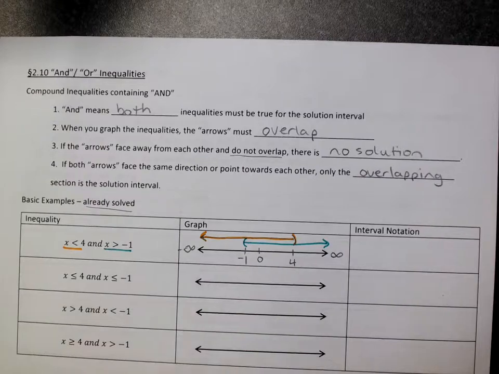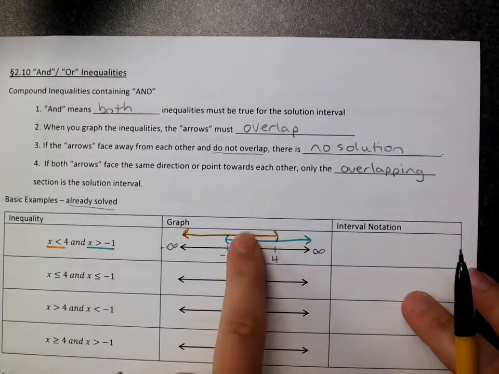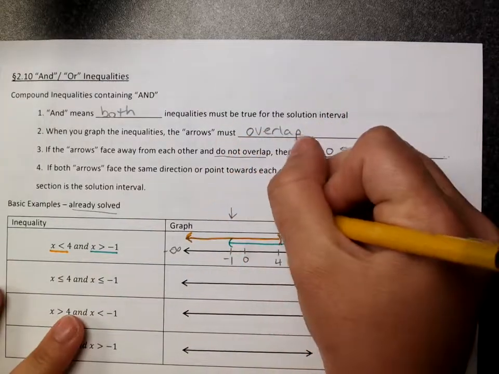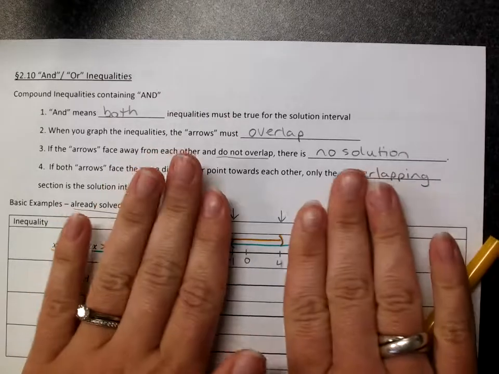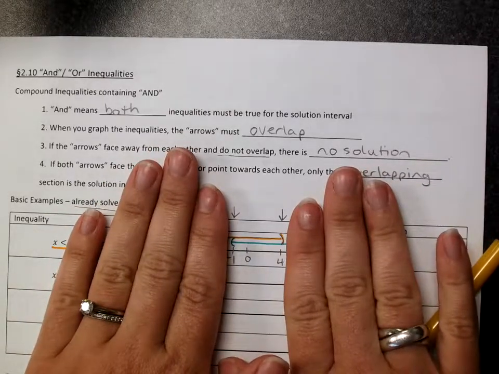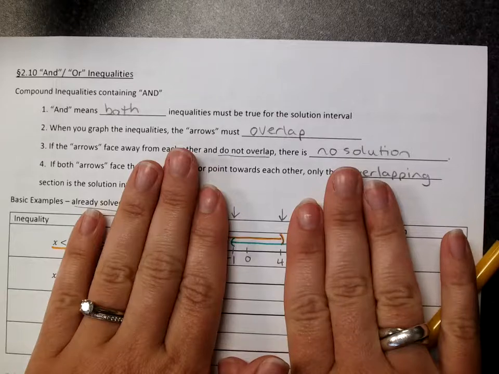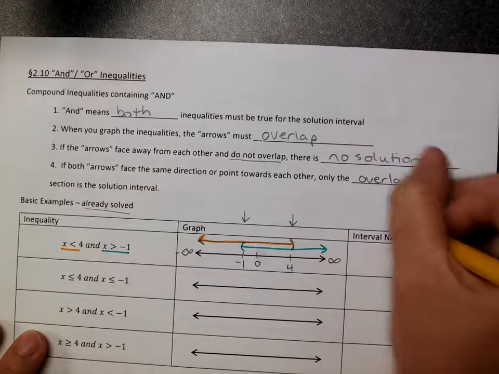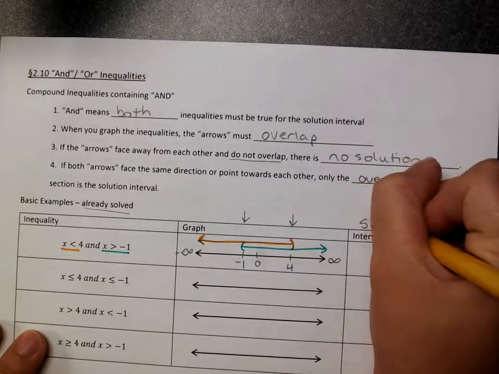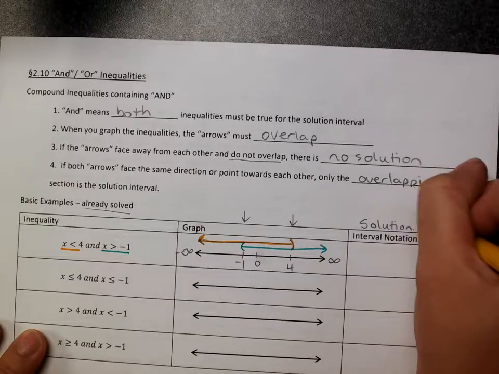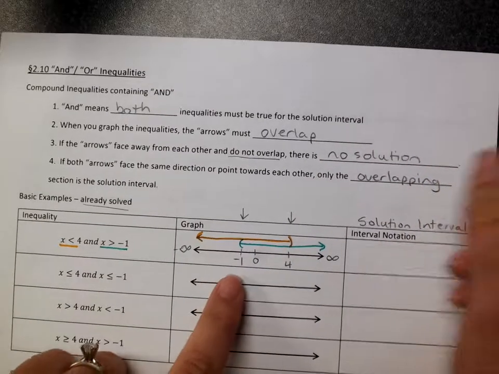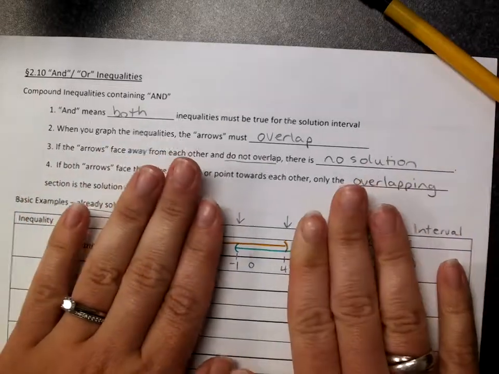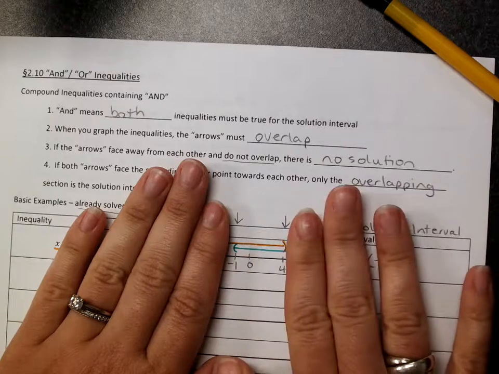So what you're looking for is the section where the two lines overlap. The two lines overlap from here to there. Only that part, they're both true. They both have to be true, and they're only true in that part. So your solution interval, in interval notation, we also call this the solution interval, is only between -1 and 4. Only between those 2 points are both lines true.